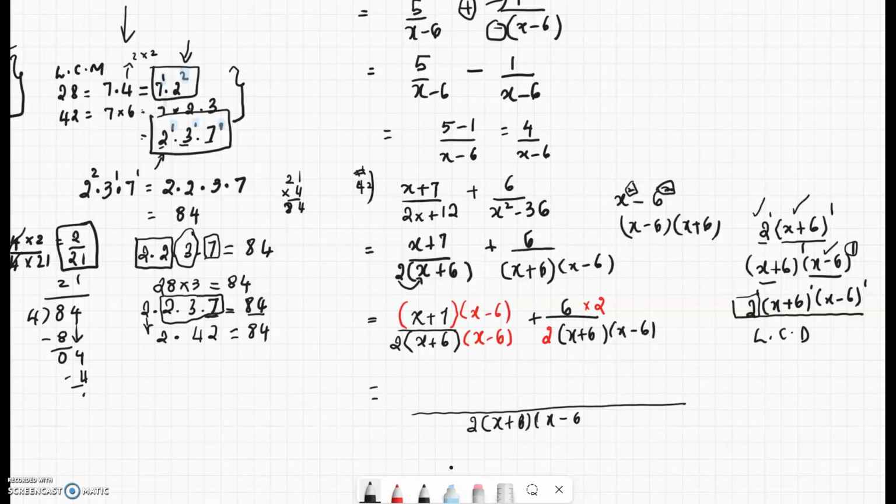Leave it in the factored form because at the end we might have to cancel common factors if necessary. So now we have to multiply x plus 7 times x minus 6. Take the first term and multiply it with these two. It's the FOIL. If you use FOIL, that's fine. If not, just do this.